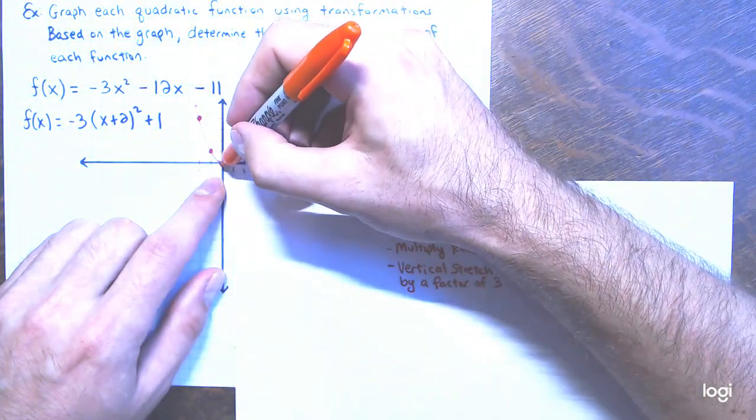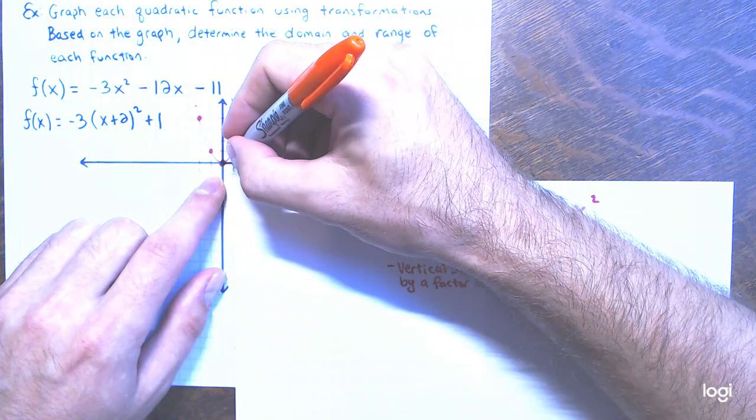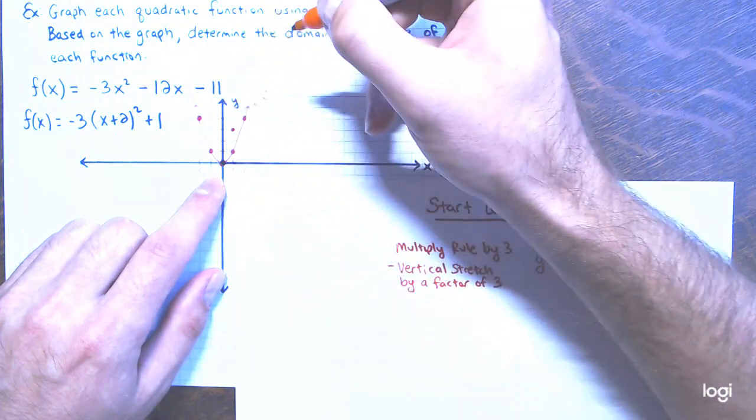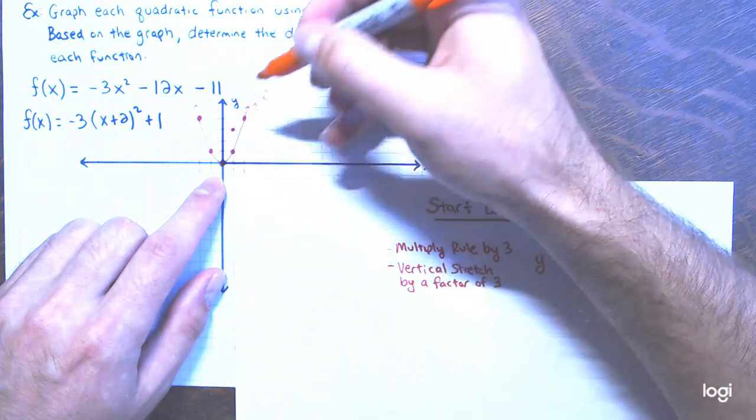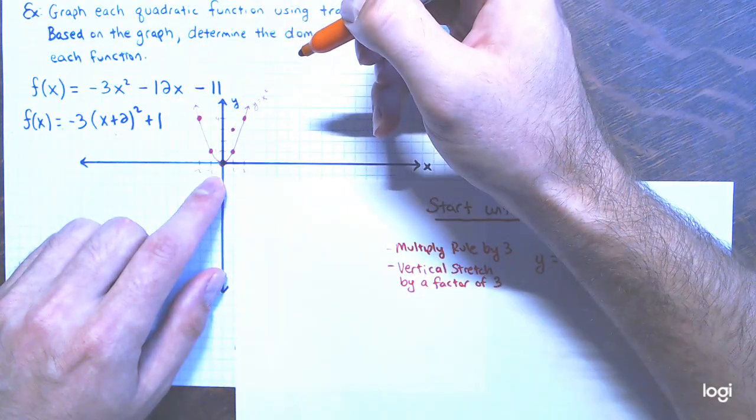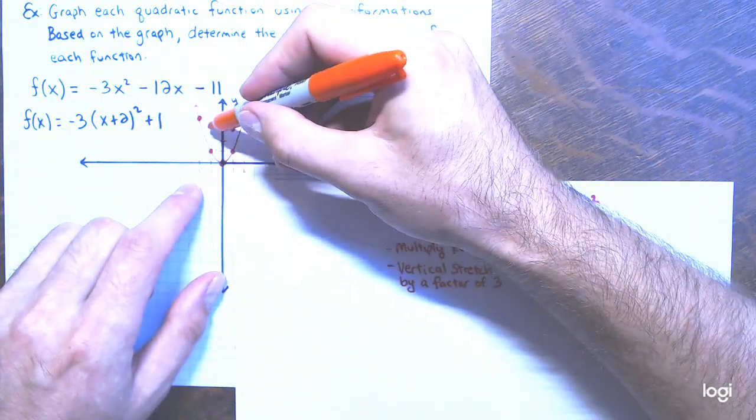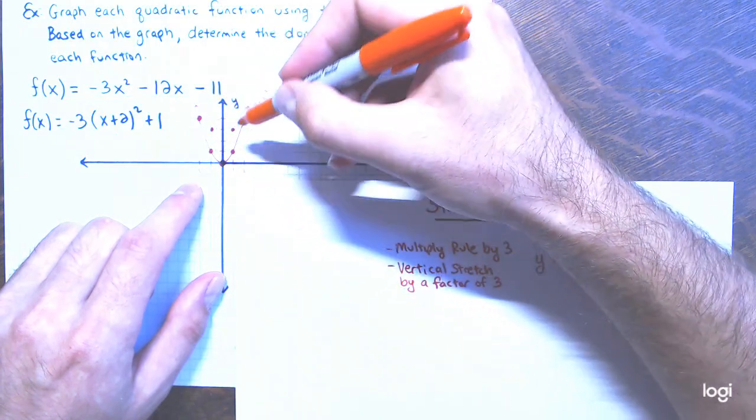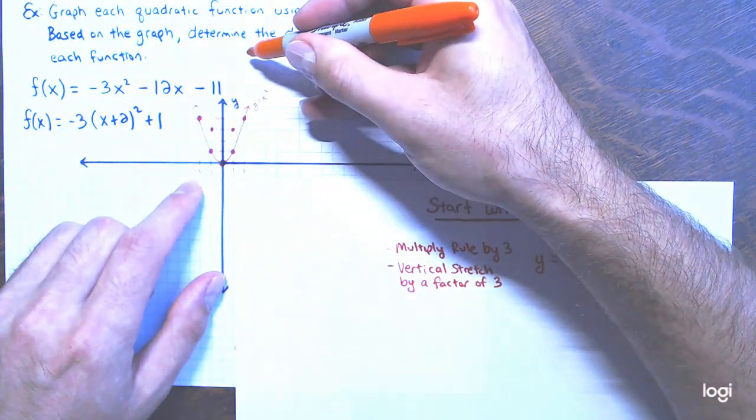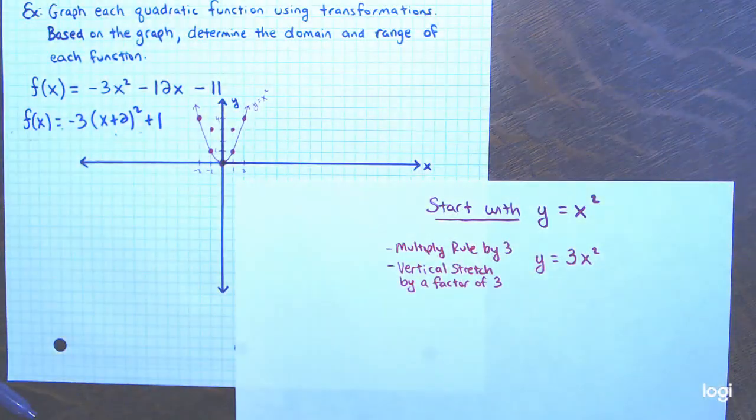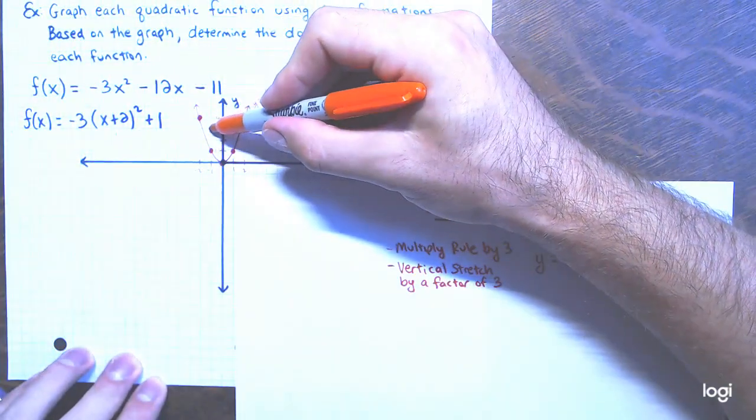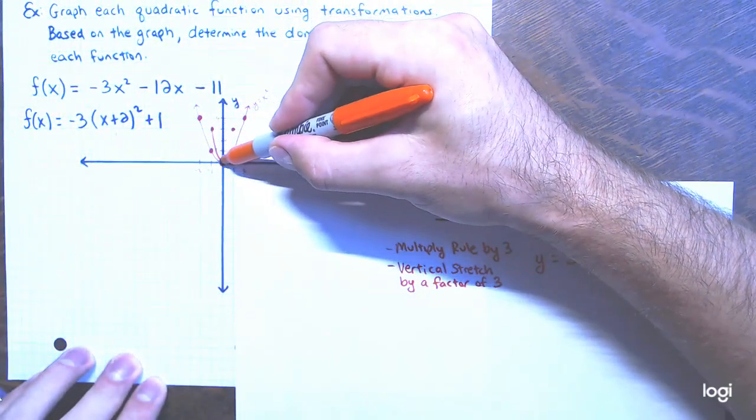So 0, 0 is still at 0, 0. 1, 1 is now at 1, 3. This point gets stretched away from the x-axis by a factor of 3. Negative 1, 1 is at negative 1, 3. 2, 4 would be at 2, 12, and negative 2, 4 would be at negative 2, 12. Those are pretty high up there, so I'm not going to graph those. And it's still a parabola shape, still opening up.